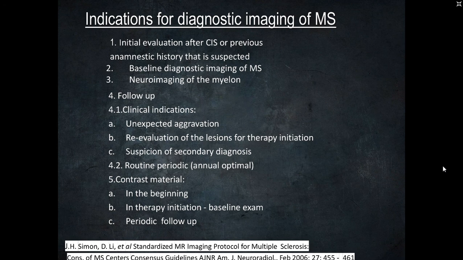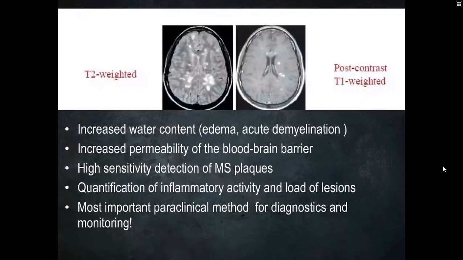Usually annually, to perform this imaging modality once per year, the MRI, this is optimal. And we use contrast material mainly in the beginning when starting the therapy initiation as a baseline exam and for periodic follow-up. And let's review a few examples of multiple sclerosis lesions.